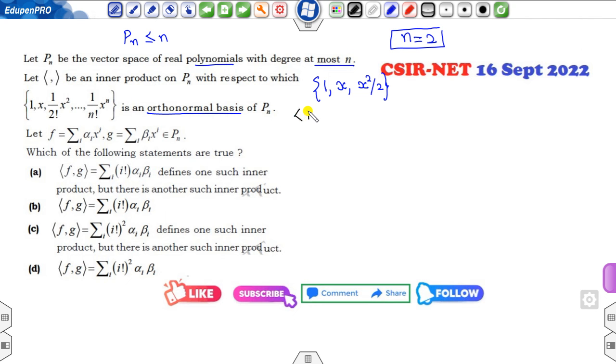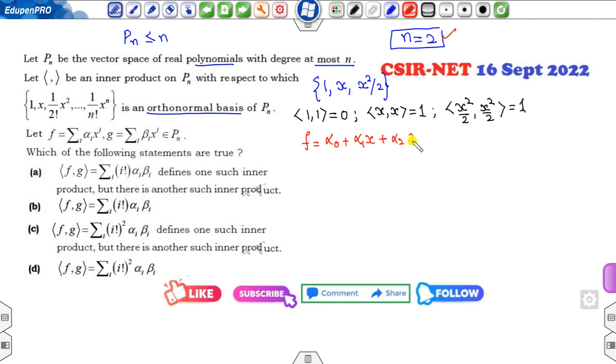What is the meaning of an orthonormal basis? Each element with itself gives 1, and otherwise 0. So x square by 2 with x square by 2 is 1, otherwise 0. Then define f as the summation, i varies from 0 to 2, alpha 0, alpha 1 x, alpha 2 x square, and g as beta 0, beta 1 x, beta 2 x square. Then your target is to find the inner product of f and g.